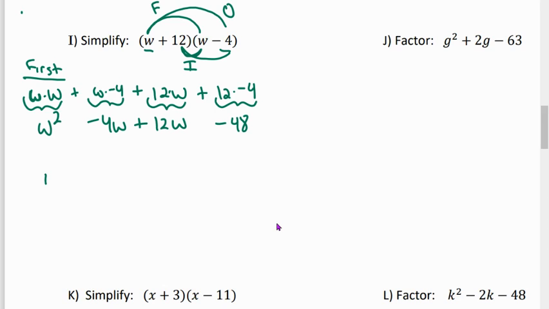So the W squared does not have any like terms, but these two are like terms, negative 4 plus 12. Yes, we are adding negative 4 and positive 12 together, but when you add things with different signs, do you actually add 4 and 12 or do you subtract?